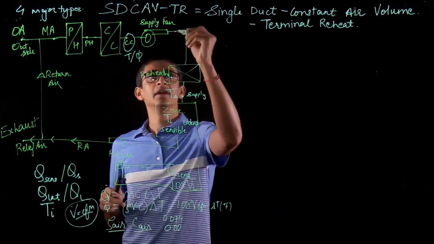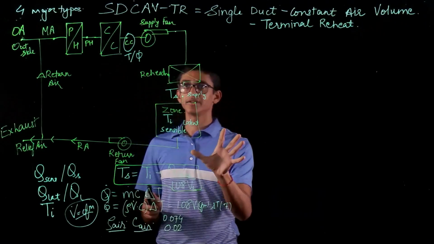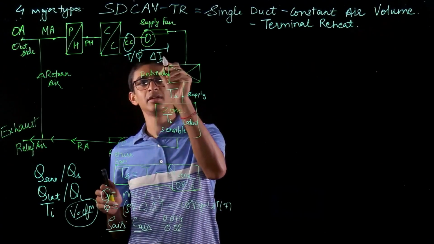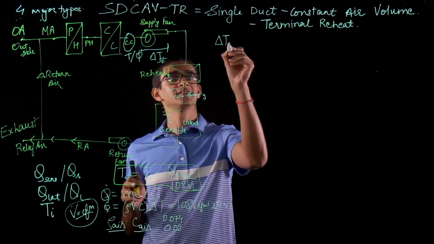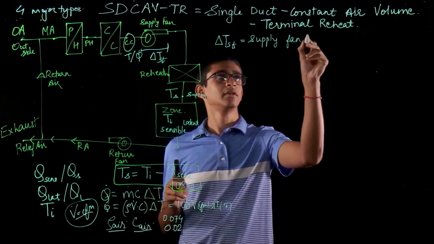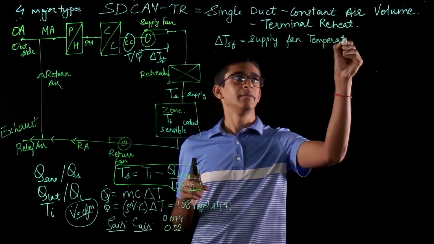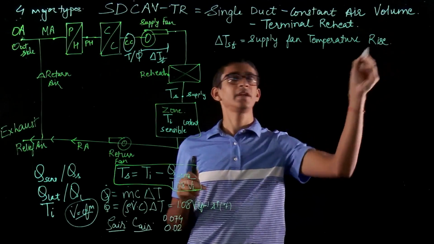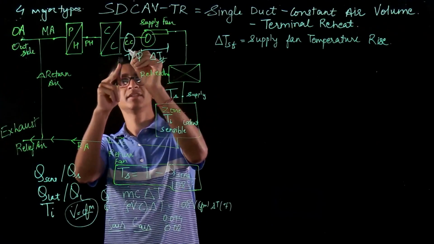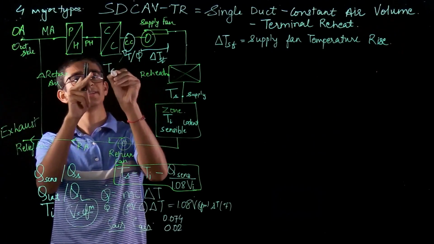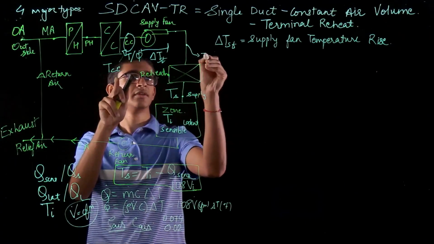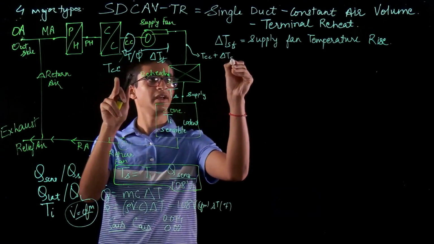Now the supply fan, because the fan is rotating and pushing the air, there will be a small rise of temperature through the fan, and that is called the supply fan temperature rise, delta T SF. So the temperature at this location is the same, so let's say the temperature of the cooling coil will be TCC, and this temperature will be TCC plus delta T SF.